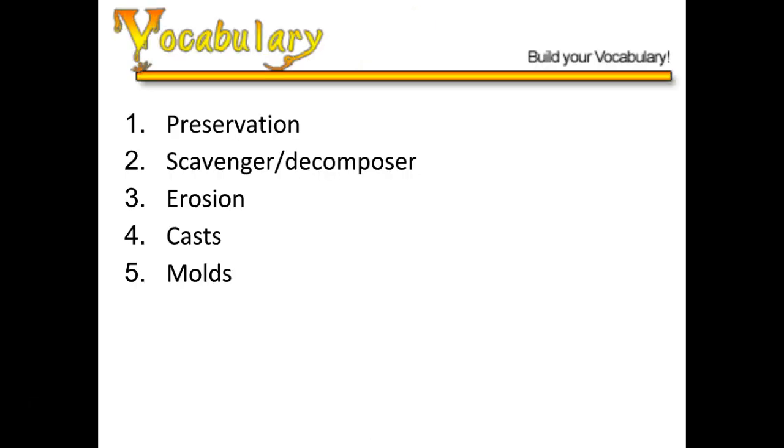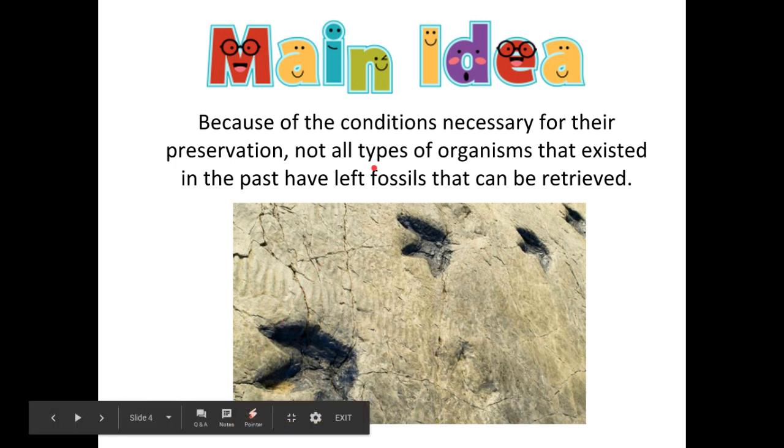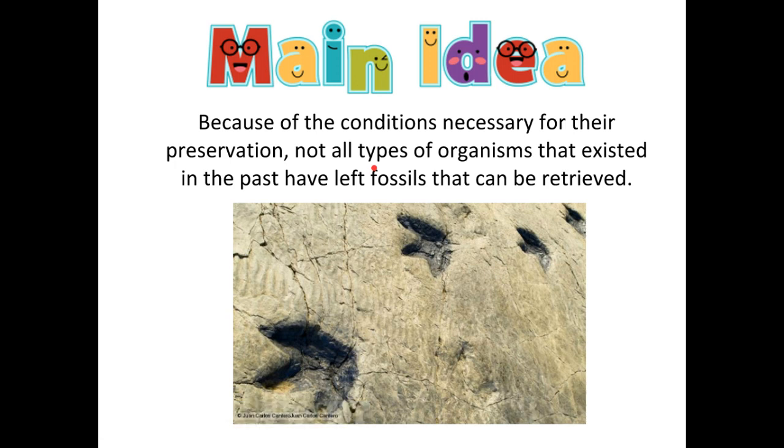Here are some key terms I want you to focus on as we move along through this presentation. So the main idea is really the conditions necessary to preserve a fossil are extremely unlikely. There are so many things that would limit the ability of a fossil to be created. And not even all types of organisms that have ever lived could be fossilized. And even the fossils that have been created, to retrieve them is also extremely rare.